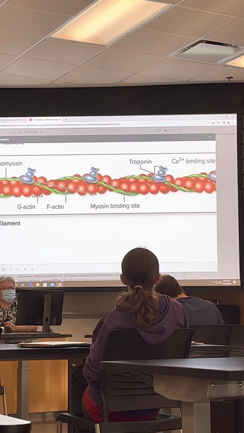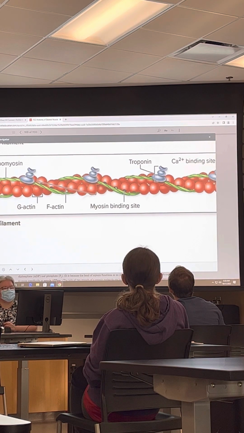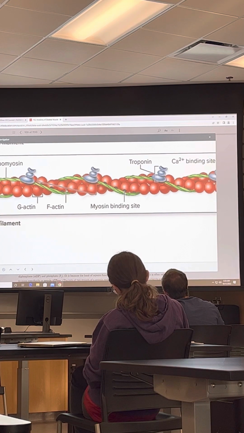Now, if we look closely, here is the binding site for the myosin heads. And that tropomyosin is blocking those binding sites. So when tropomyosin is blocking the binding site for myosin, myosin cannot attach. And if it cannot attach, we cannot have muscle contraction.